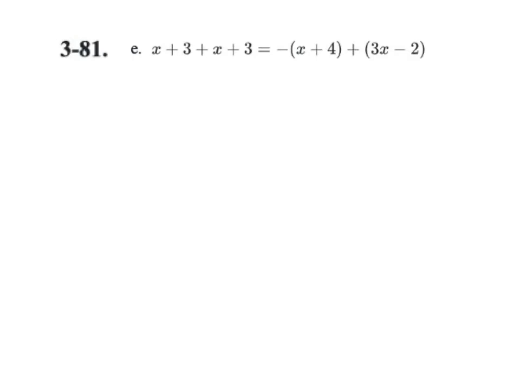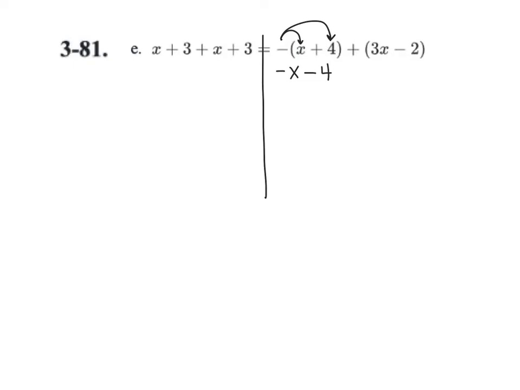Now let's take a look at 381e. x plus 3 plus x plus 3 is the same as the opposite of x plus 4 plus 3x minus 2. The first thing that I notice is that I have tiles in the negative region here. So I am going to take the tiles and I'm going to move them out of the negative region. So x, when I move it out of the negative region and move it to the positive region, would become -x. And positive 4, when I flip it to the positive region, would become -4.